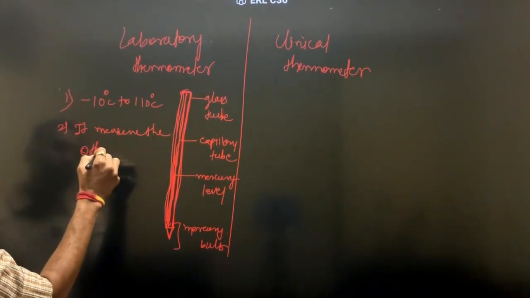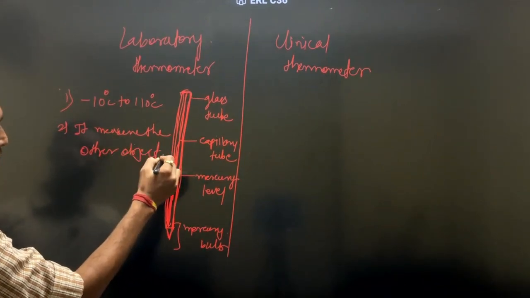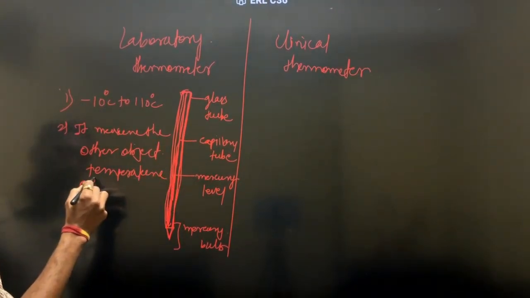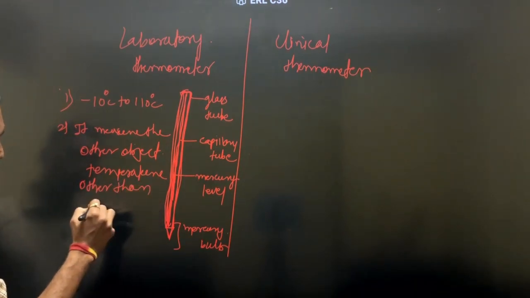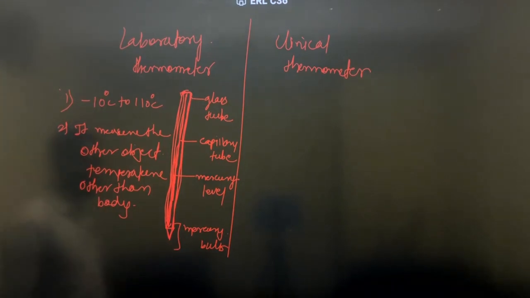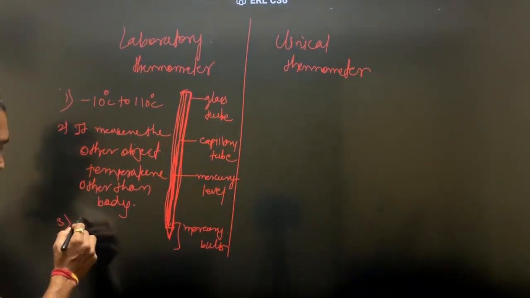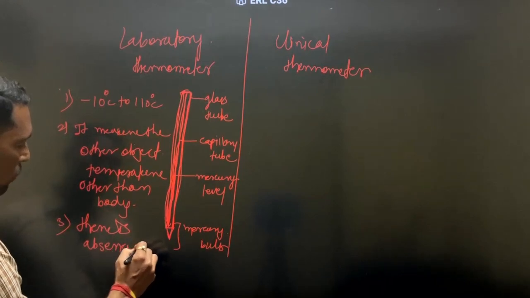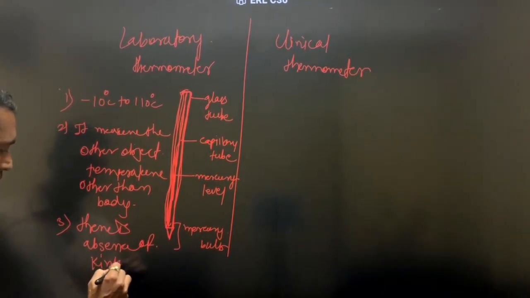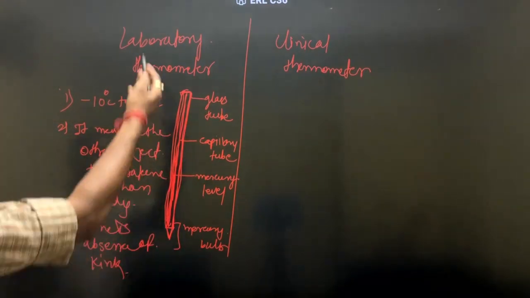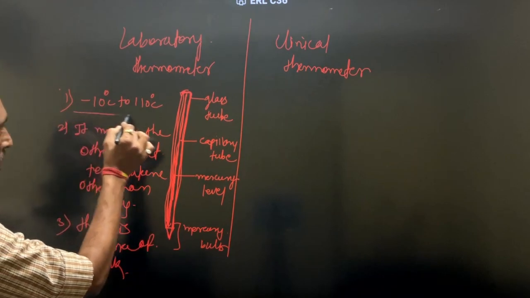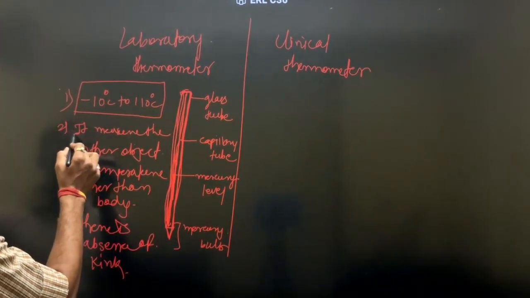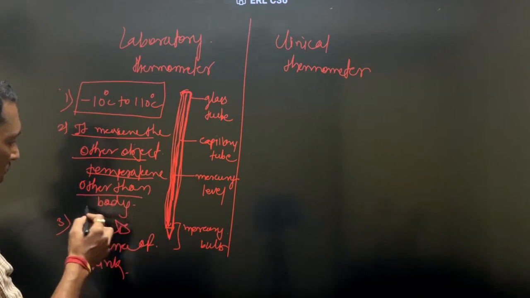It can measure other objects' temperature, other than body temperature. Third, there is absence of kink. These are some differences. In the laboratory thermometer, the temperature range starts from minus 10 degrees Celsius to 110 degrees Celsius. It measures the temperature of other objects other than the body temperature.